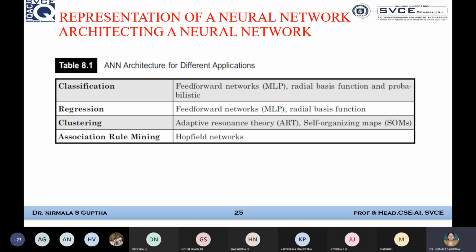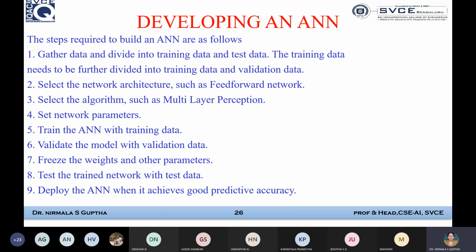So let me check that. Okay, these are the 9 steps which are required for us to build the artificial neural network. So gather the data, dividing the input source data into training data and the test data. Then the training data needs to be further divided into training data as well as validation data.